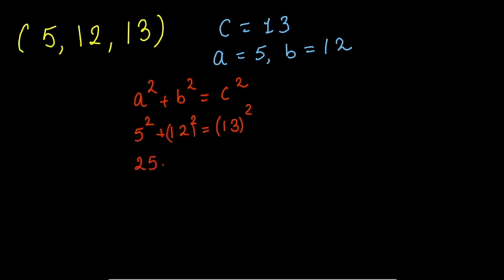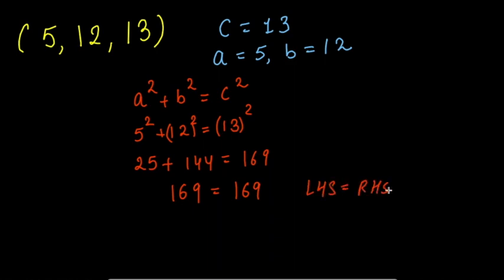Okay, so this gives you 25 plus 144 is equal to 169. If you add 25 plus 144, 169 is equal to 169. LHS is equal to RHS. So it means 5, 12 and 13 are said to be the Pythagorean triplet, right? Because it satisfies the Pythagoras theorem statement, which is a square plus b square is equal to c square.